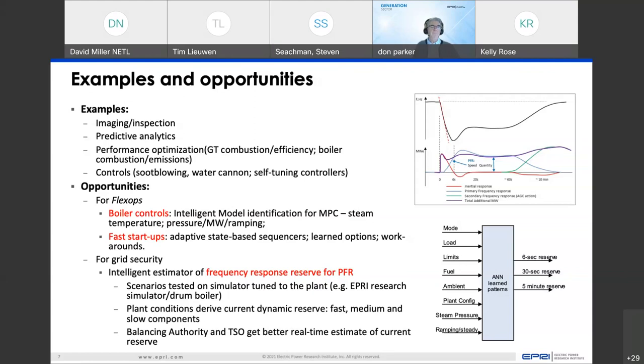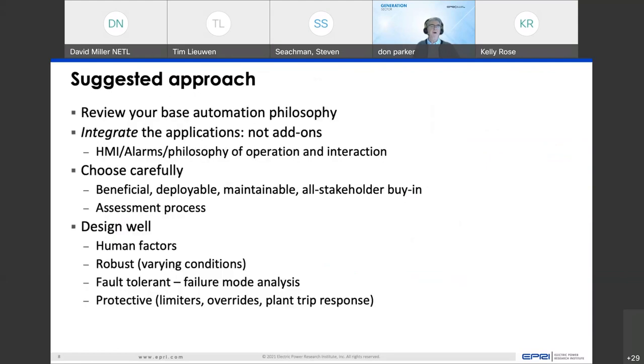So that's some examples, and I do have one more slide. The suggested approach is to review your base automation philosophy, to integrate the applications, don't do add-ons, integrate them. And that means integrate into the HMI, the alarms, the operation philosophy. Choose carefully, make sure that the apps you're looking for, because they're not really apps, are beneficial, deployable, maintainable, and you get buy-in from all the stakeholders.